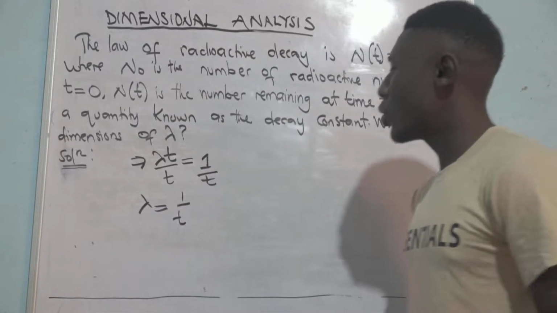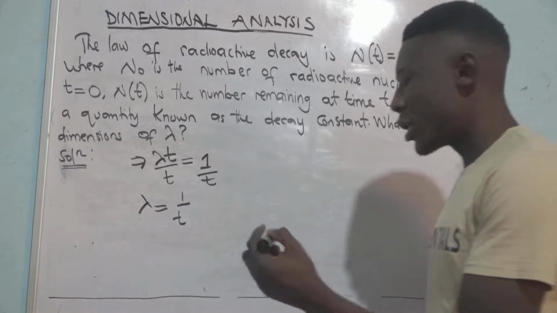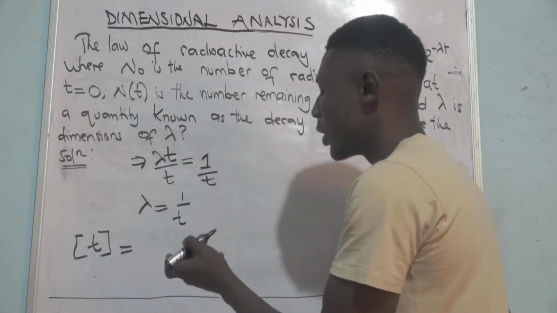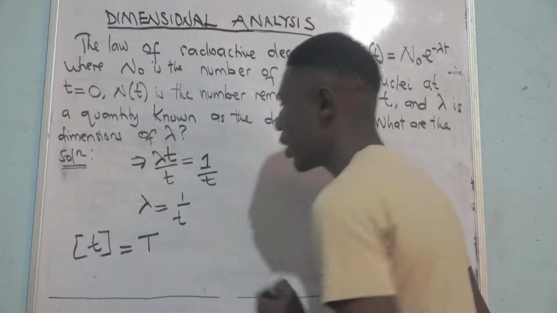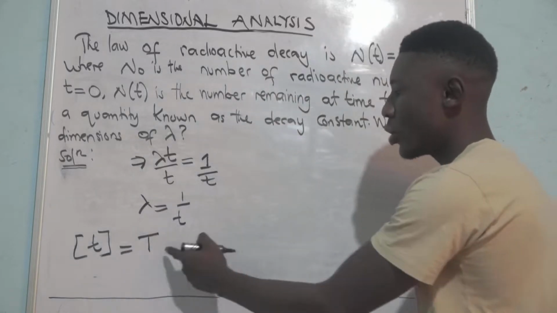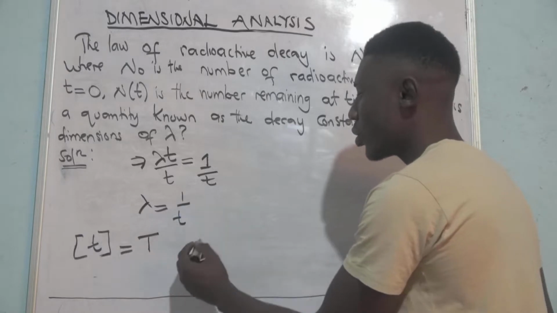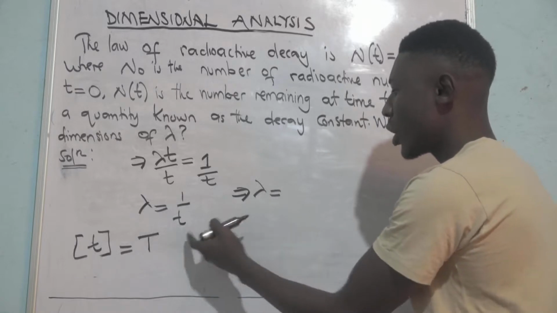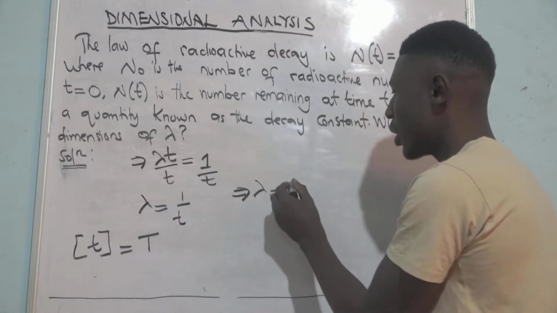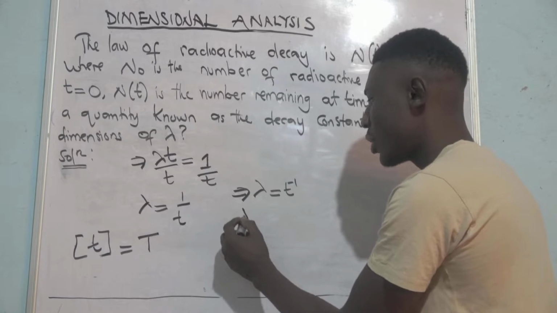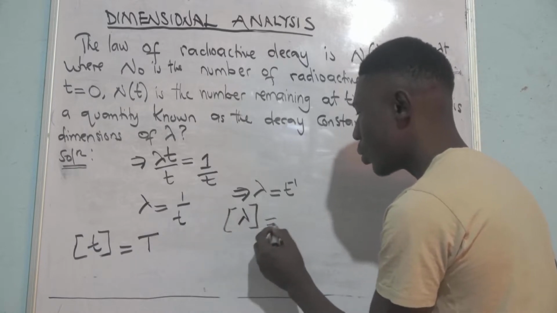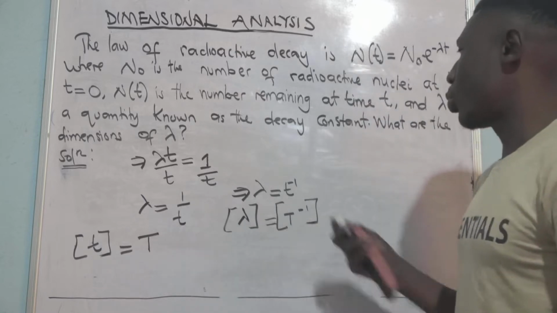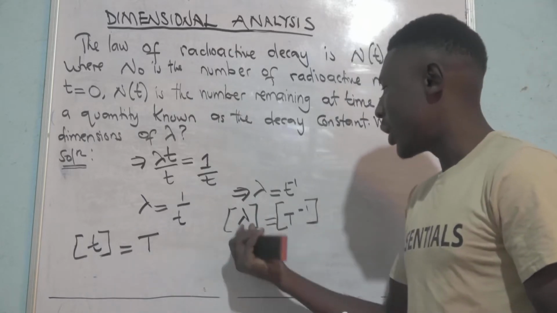Now we have lambda equal to 1 over t. But what you know is that time has dimensions of a capital letter T. So since we know the dimensions of t, we can conclude that lambda, which can also be written as T to the power negative 1, has dimensions equal to the inverse of time, which is T to the power negative 1. So with this we have found our dimensions for lambda.